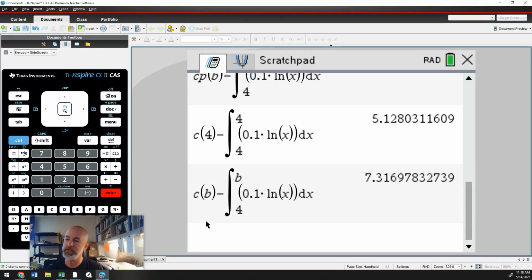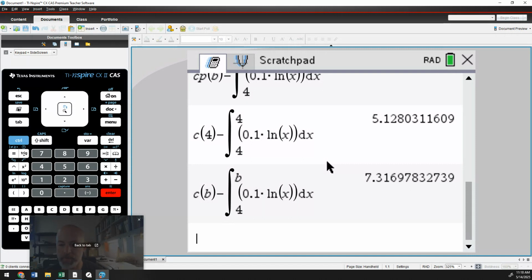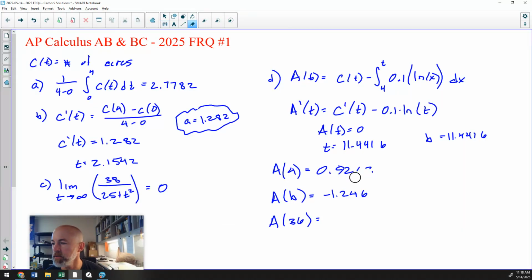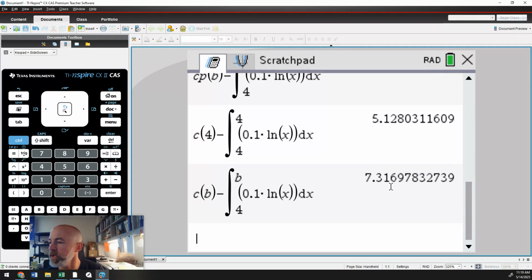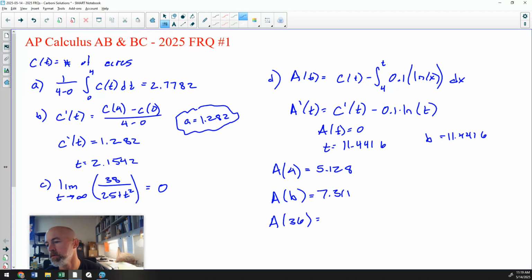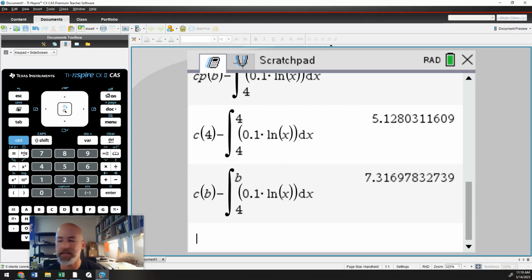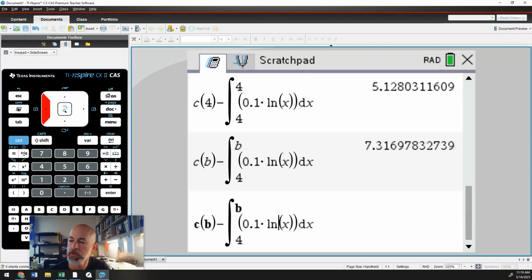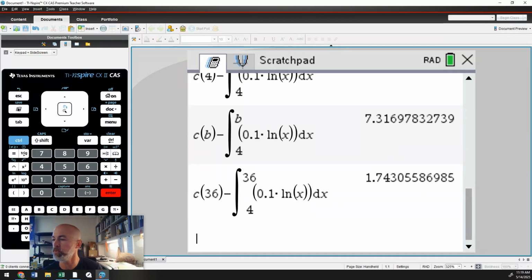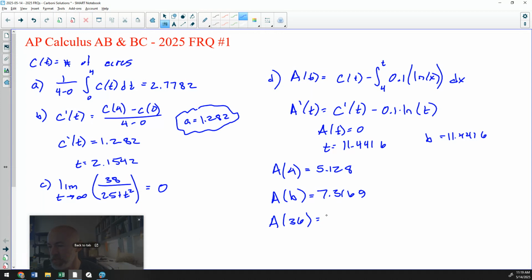There we go. I was expecting that critical number to produce the maximum, so I'm really glad that I got that negative number, because that wouldn't have caught my mistake otherwise. So 5.128. This is 7.3169. And then finally, we will compute that same function at 36. So let me go up, change that to a 36, go back here, change this to a 36, and I'm getting 1.743. And so as expected, the critical number was indeed the location of the maximum.